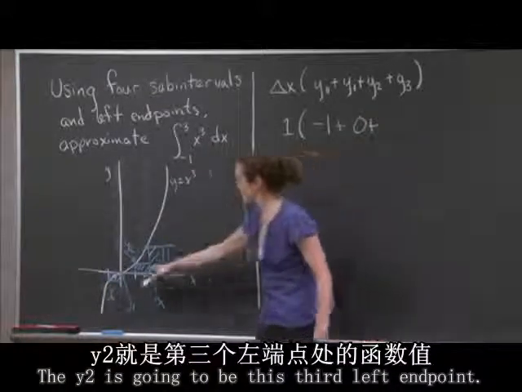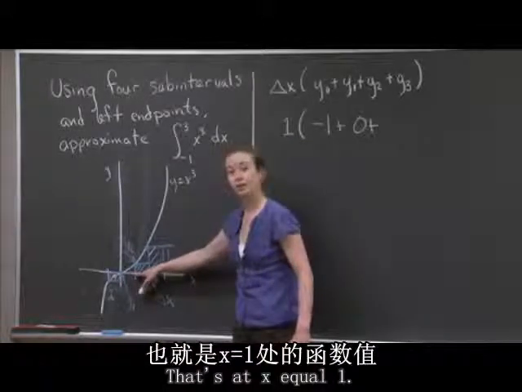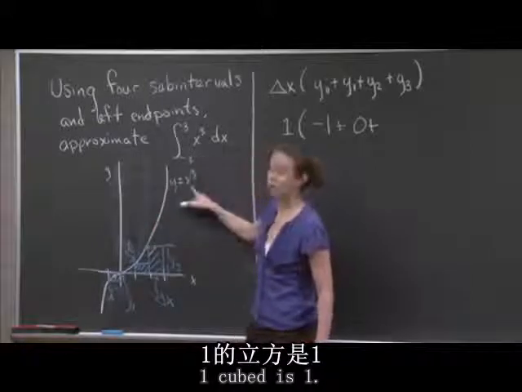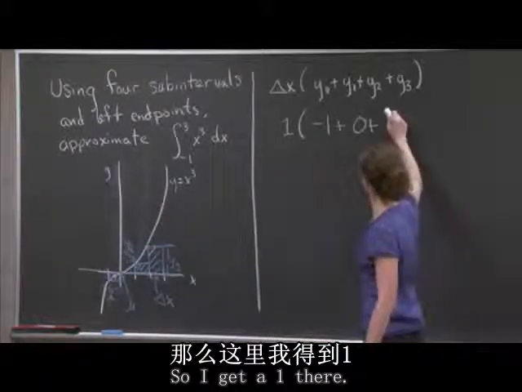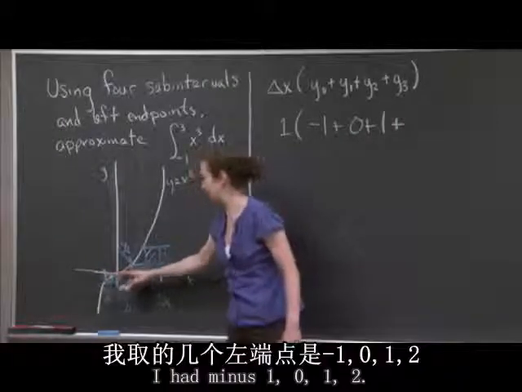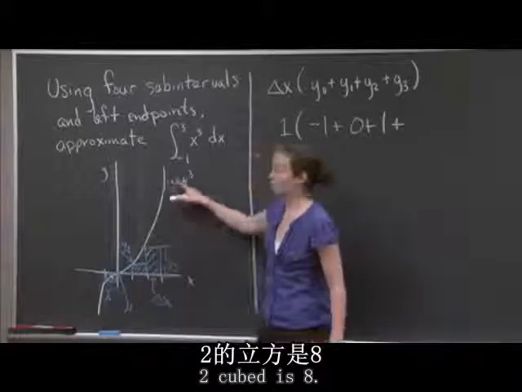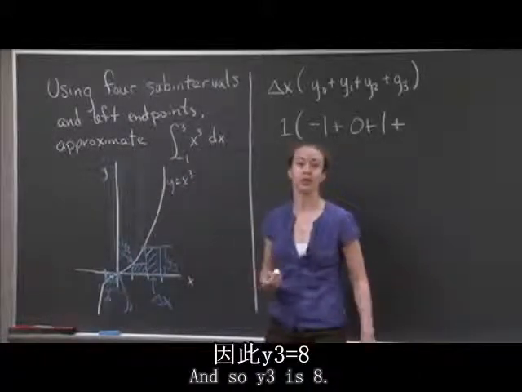The y2 is going to be this third left endpoint. That's at x equal 1, 1 cubed, 1 cubed is 1. So I get a 1 there. And then the fourth left endpoint, I had minus 1, 0, 1, it's 2. So the fourth left endpoint is 2. 2 cubed is 8. And so y3 is 8.